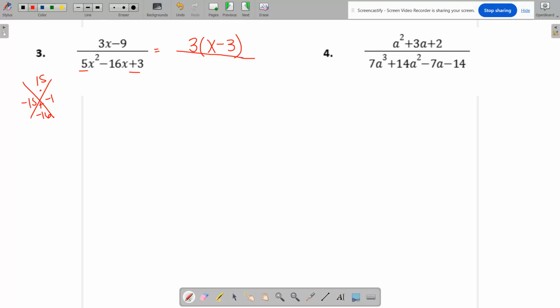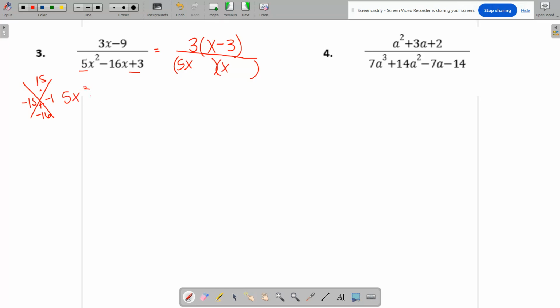Now, you also might be able to just kind of look ahead and say, well, this is a prime number, so I know it's going to start with 5x and x. And then 3 is a prime number, so it's going to have to be 3 and 1 or negative 3 and negative 1 in one of these places. So if you have to go through and split the middle, then you need to do that.